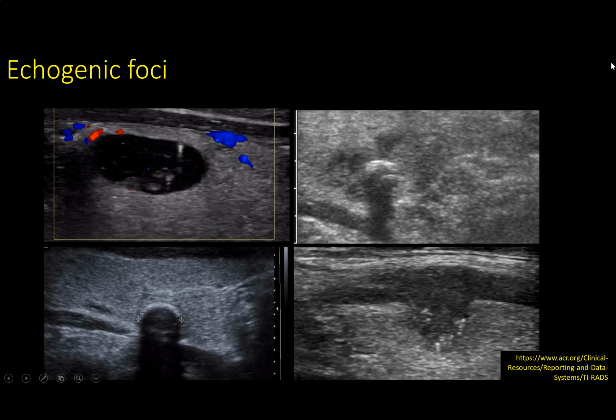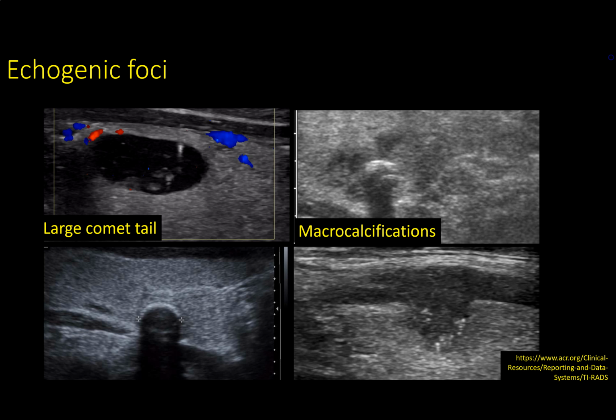Echogenic foci are the final feature to note in TIRADS. These include large comet tail artifacts, which is a kind of reverb artifact. The deeper echoes become weaker, and they are displayed as having a decreased width, resulting in a triangular shape. Macrocalcs are large enough to result in posterior acoustic shadowing. If you do not have posterior acoustic shadowing, then it is not a macrocalcification by TIRADS definitions.